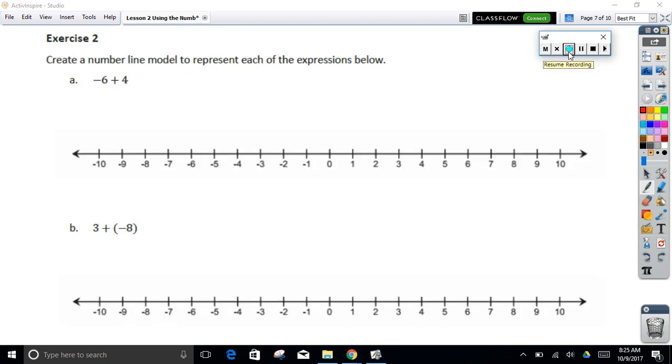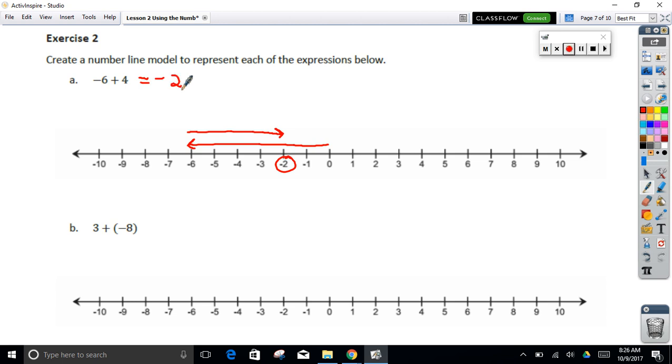I hear rustling pages, so I think pretty much everyone is done and moving on to look ahead at the next section. So let's just go over these quickly. Sky, can you explain to me how I would make a model for part A? I started at 0 and I moved to the left 6 units. Okay, to the left 6 units, and then I moved to the right 4. Okay, and where did you end up? -2. Okay. You ended up at -2, so we can say that -6 plus 4 is -2.